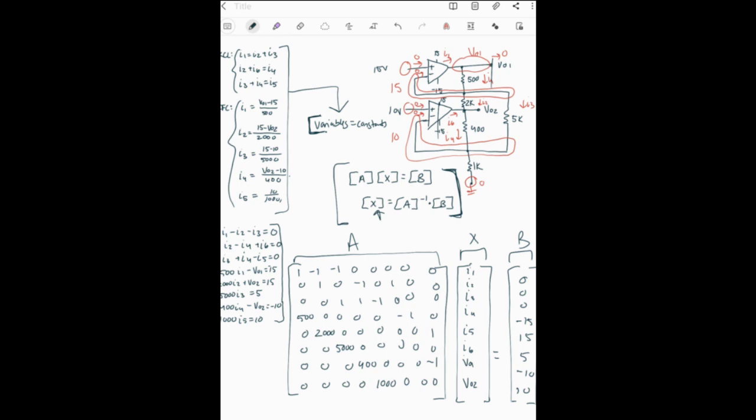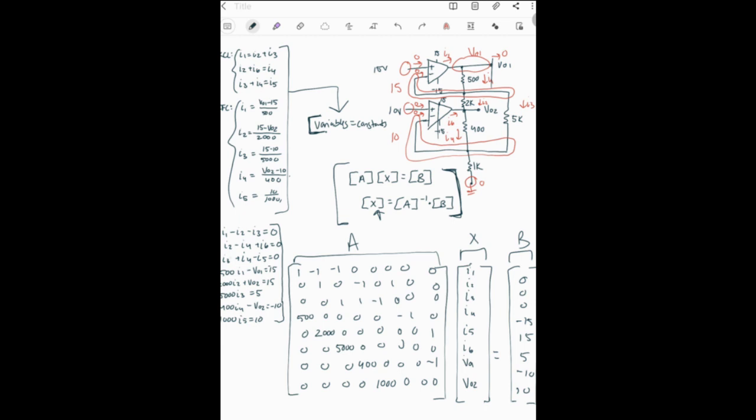This is how to solve a system of equations using a matrix. I already wrote everything out because it's a lot to write out, but I'm going to go through and explain exactly what I did. First, I took my KCL and KVL equations and I put them into a more workable form for a matrix. I moved all of the variables to one side of the equation and all of my constants to the other side, which I did right here.